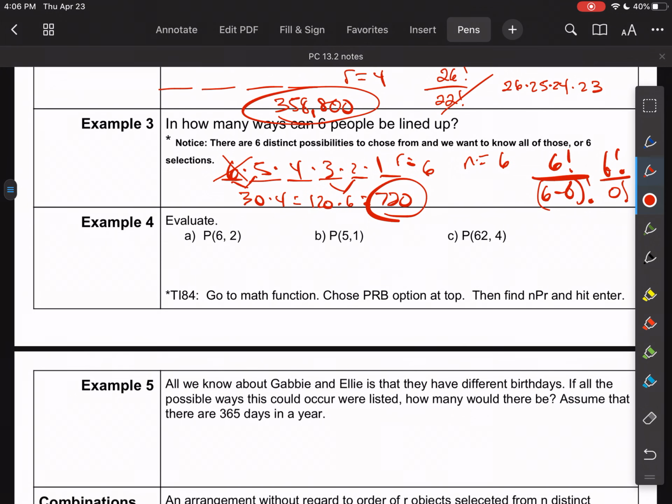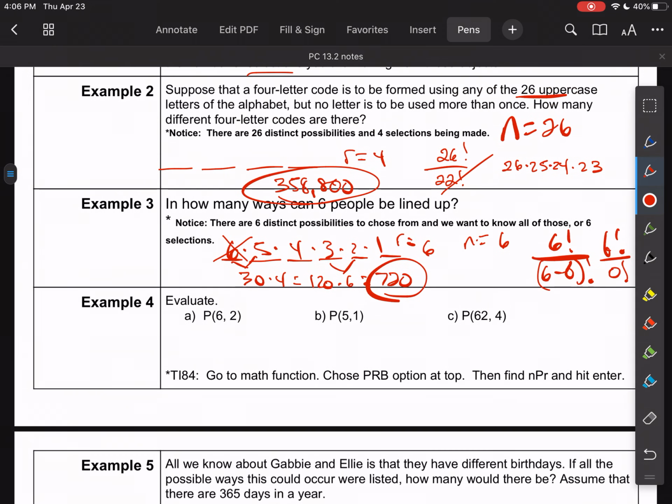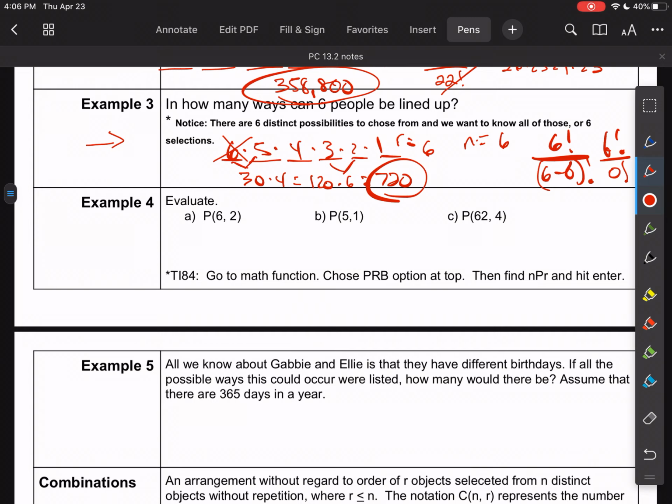For example 4, and man, if we were in class, I would try to have you guys come up with all 120 before the bell rang. It should be fun.